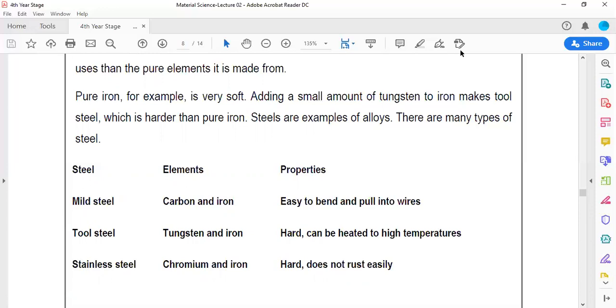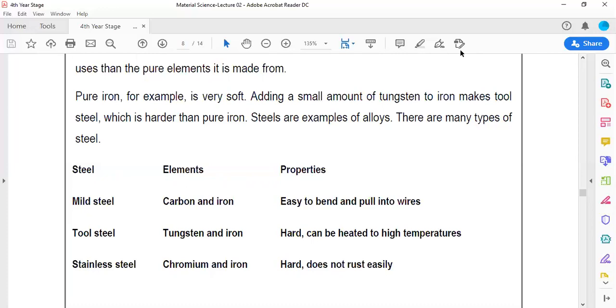In general, there are three types. For example, mild steel, tool steel, and stainless steel. Of course, there are so many types of steel, but this is not our concern in depth for the time being. Look at this one. You have steel, mild steel. The elements are carbon and iron. We have Fe and C, iron and carbon. The properties for this type of steel is easy to bend and pull into wires. You can make it wires or cables.